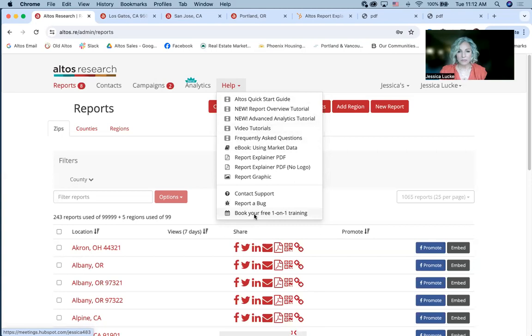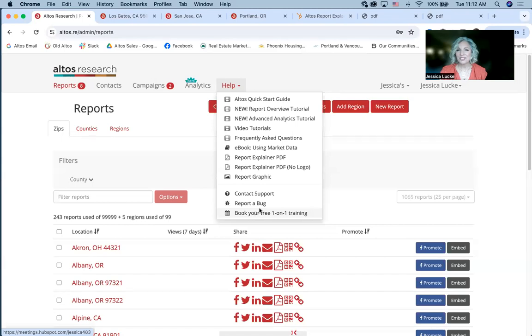Now, down here at the bottom, you'll also be able to book your one-on-one. That's with me, whether you like it or not. So if you haven't had that opportunity, definitely make that a priority. This will help us talk about your specific needs and your reports.